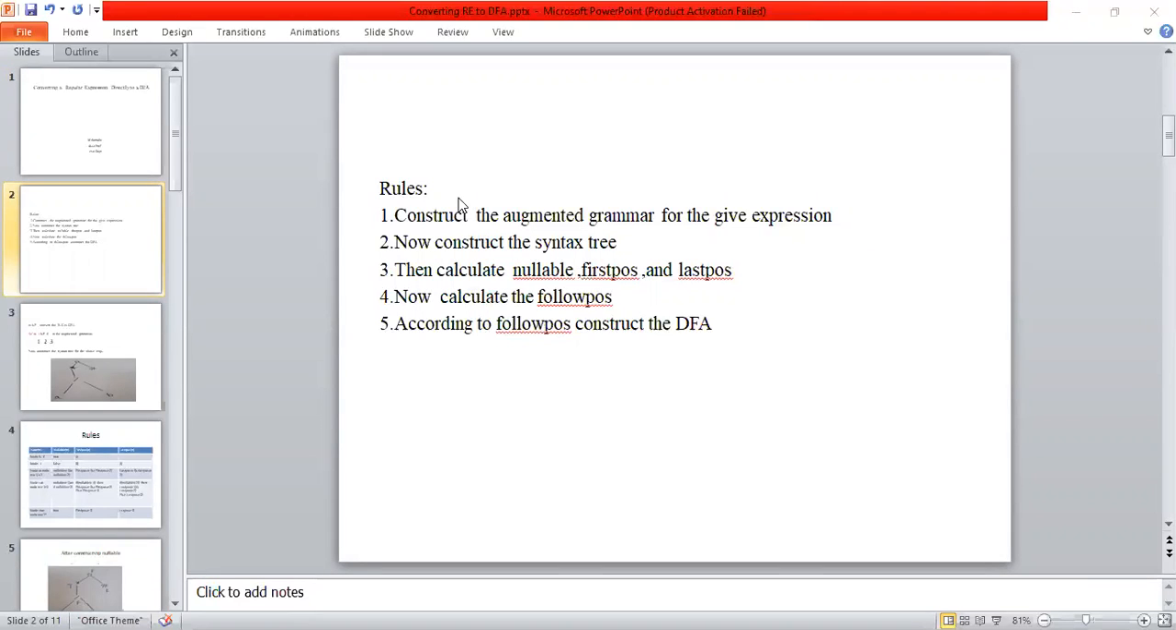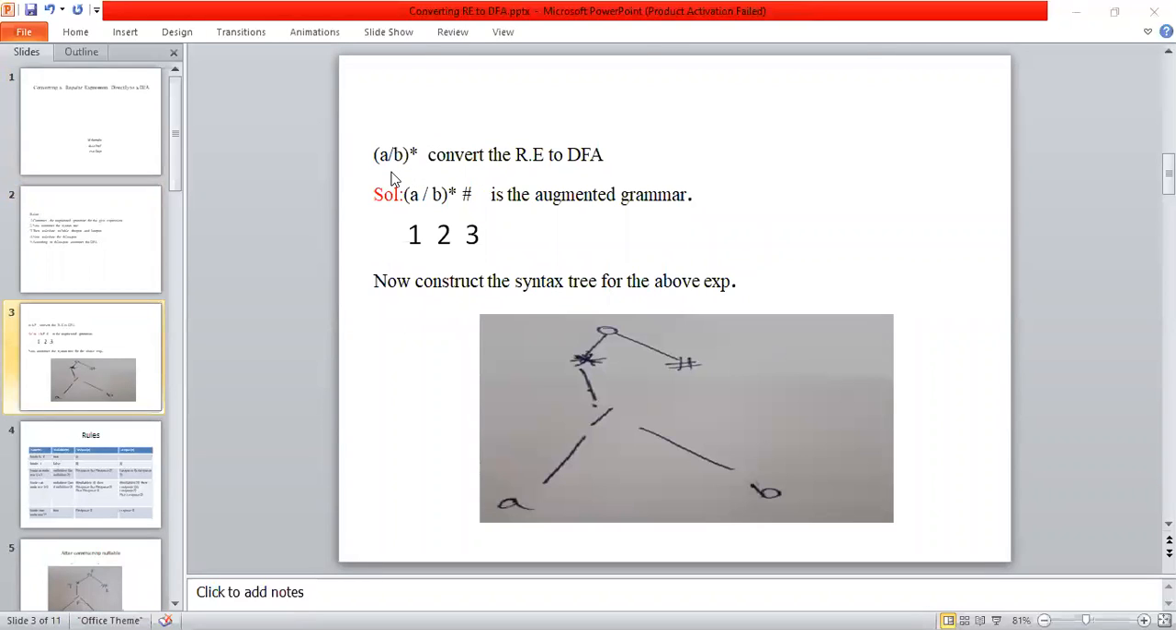According to these rules, first of all, for the given expression, I construct the augmented grammar. For example, here I have the expression (a|b)*, and the task is to convert this regular expression to a DFA. How do we convert it? Just now we discussed the 5 rules, and my first rule is to construct the augmented grammar for the given expression.